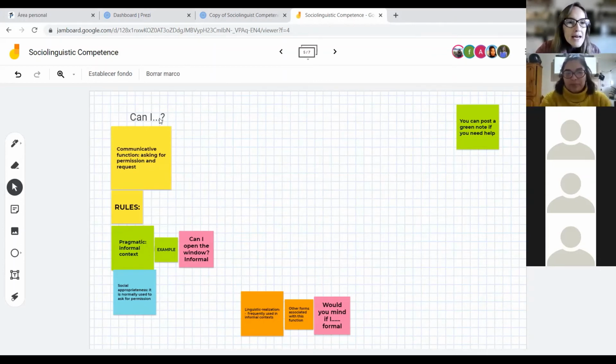So, can I? Communicative function: asking for permission and request. Do you agree? Yes, very good. So, is that the only function for this language form? No. I would add ability. Okay, there's also that. We were thinking about that, but then when we saw can I specifically, it was weird to say to oneself if one can do something.